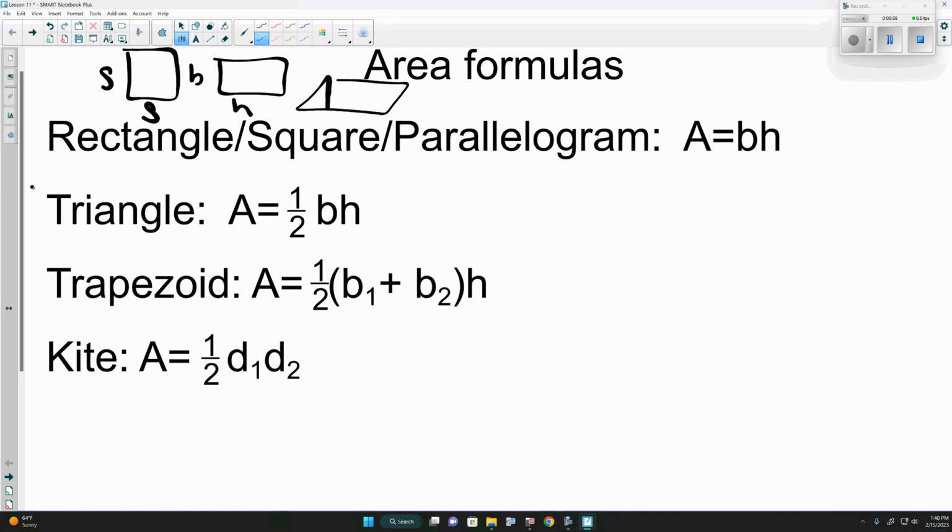Triangle. Area of a triangle is 1/2 the base times the height. For a right triangle, the base and height are the two sides that are connected to the right angle. If it's not a right triangle, the height is the distance from one of the vertices to the opposite side, forming a right angle with it. That would be considered the height of the triangle, and the base will be the side that length connects to.